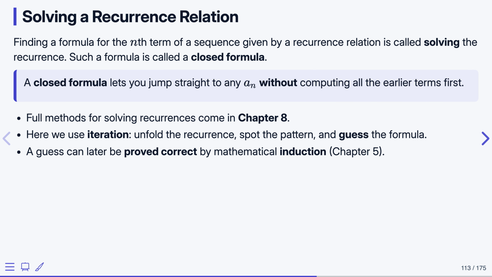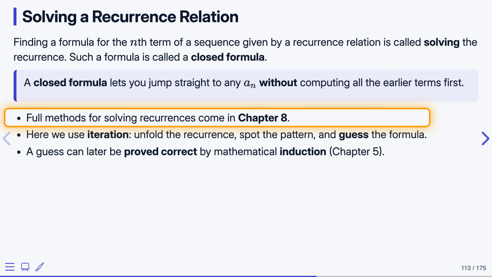So far we have computed terms one by one, but often we want a direct formula, one that gives a sub n straight from n, with no chain of earlier terms. Finding such a formula is called solving the recurrence relation, and the formula itself is called a closed formula. Instead of adding 3 over and over, we would like a single expression in n.